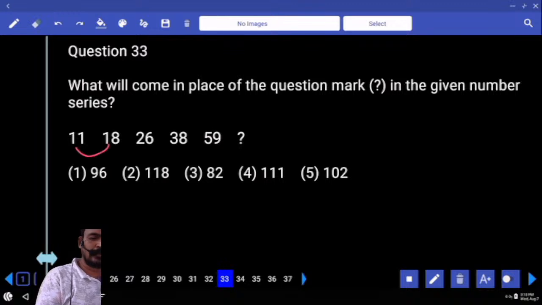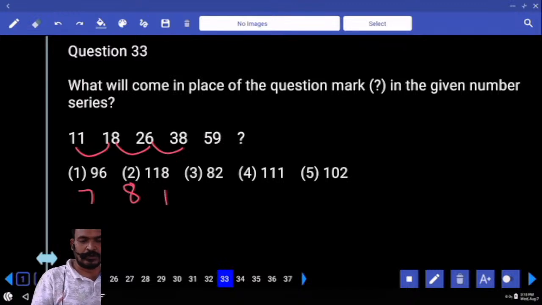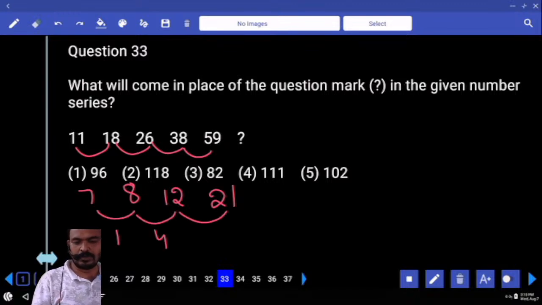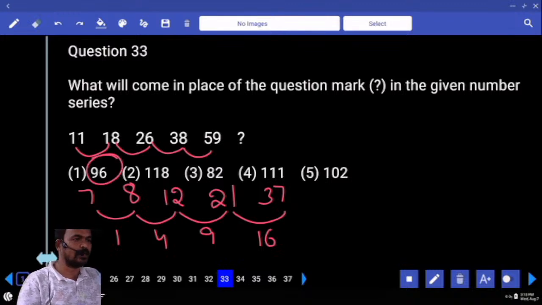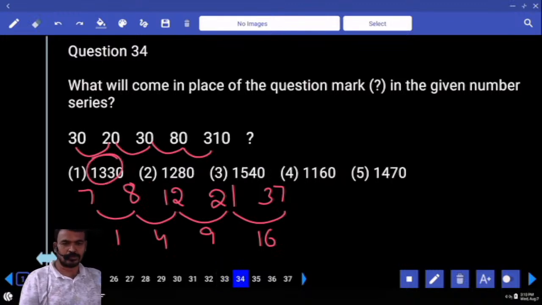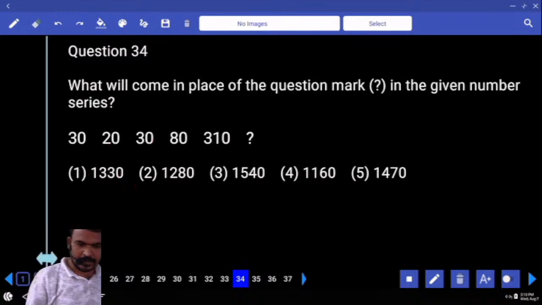What is the first one difference? Next one 8. Next one 12. Next one 21. 7 and 8 difference. 8 and 12. 12 and 21. Next one 37. 59 plus 37 is 96. Next question number 34.